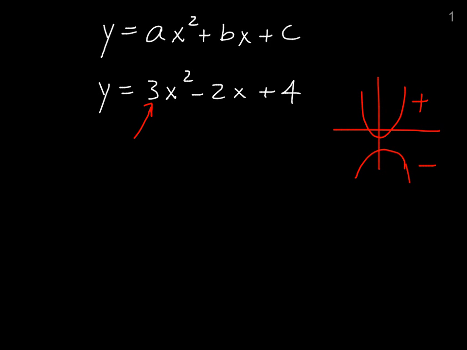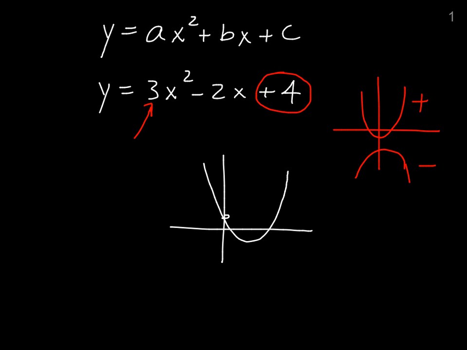And also, parameter c is the y-intercept. So we know right away from the example over here that the parabola will cross the y-axis at 4. A quick sketch of this might look like this, where it opens upwards and the y-intercept here is 4.